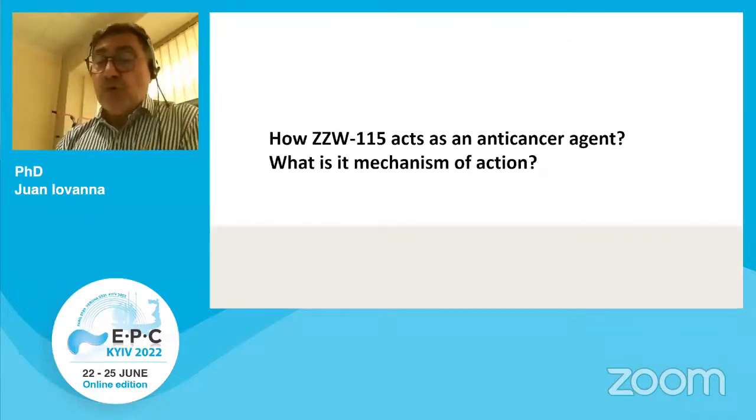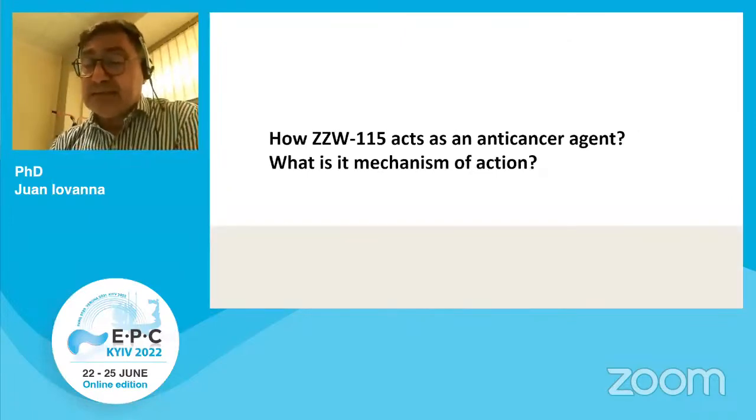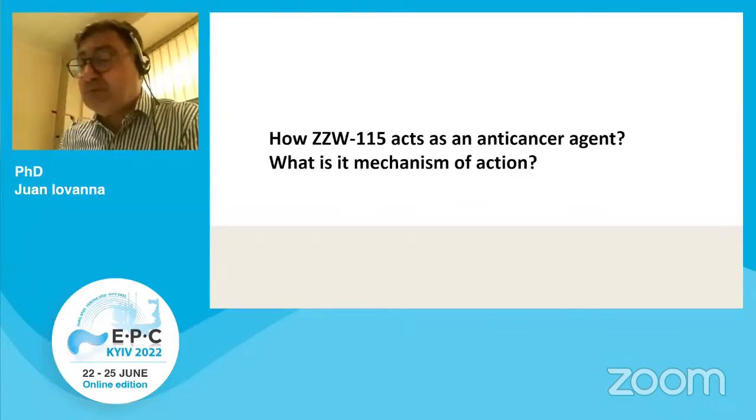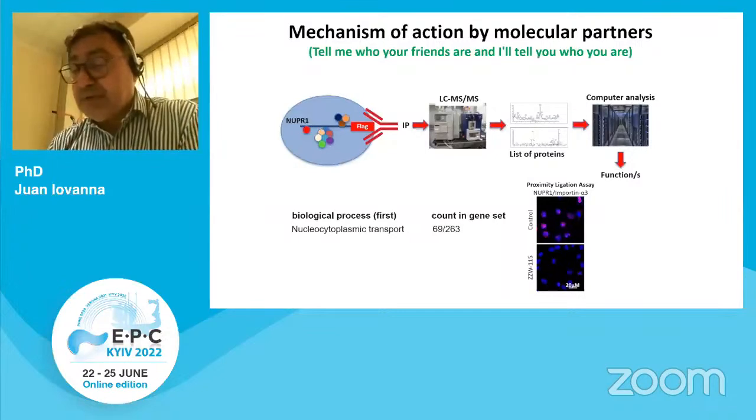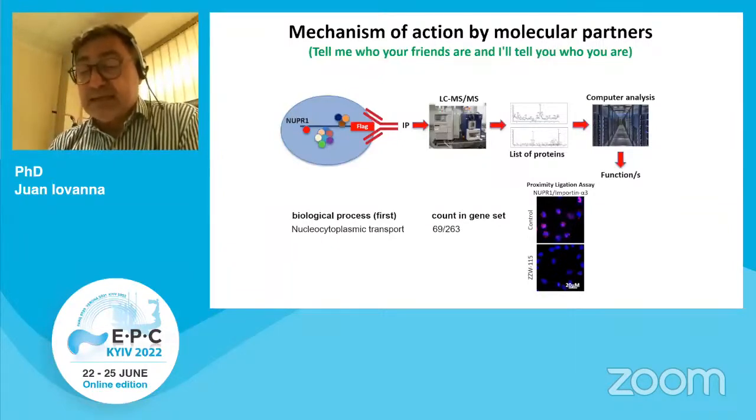But how does ZZW115 act as an anti-cancer agent? What is its mechanism of action? We started the study of the mechanism of action trying to identify the partners of NUPER1. For that, we transfected a pancreatic cancer cell line with a vector expressing the flagged NUPER1 protein. Then we performed a co-immunoprecipitation with an antibody directed against the flag, and the product was analyzed by liquid chromatography combined with tandem mass spectrometry, followed by a bioinformatic analysis.